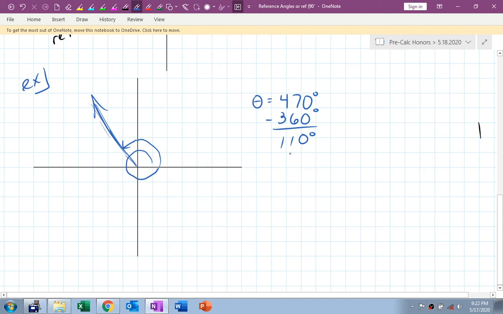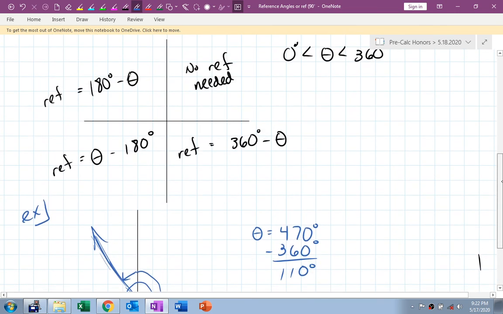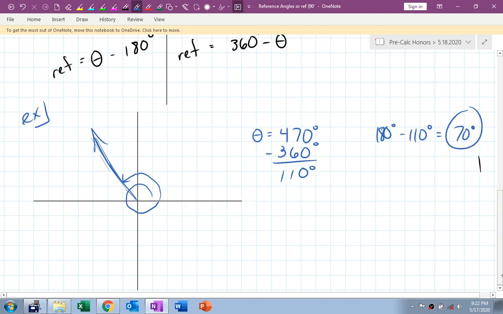Now I can use 110 and use my cheat thing I got up here. So 180 minus 110 is my reference angle. My reference angle is 70 degrees. Make sure you're between 0 and 360, and you'll be set. This can also go for if you have a negative number.